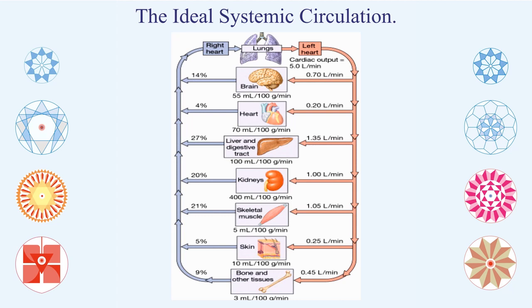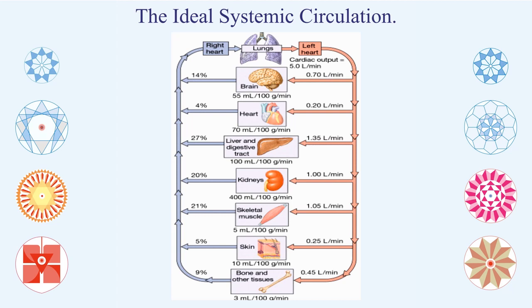This particular ideal systemic circulation I have shown earlier also. The amount of blood which is carried from the heart to the rest of the system, 5 liters, is divided: 0.7 liters to the brain, which is 14%, but the ratio of brain is higher, so you literally get 55 ml for 100 grams of brain. Heart is second in line. It's 0.2 liters, 4%, but 70 ml per 100 grams is supplied to the heart.